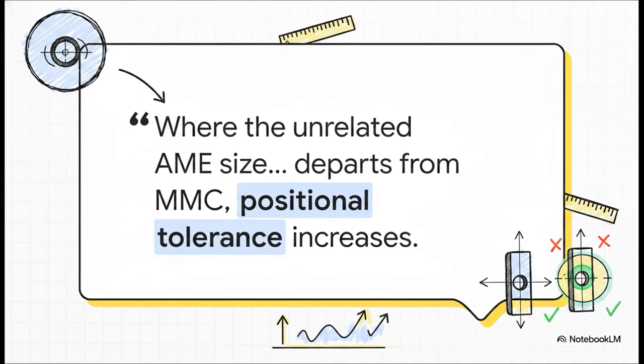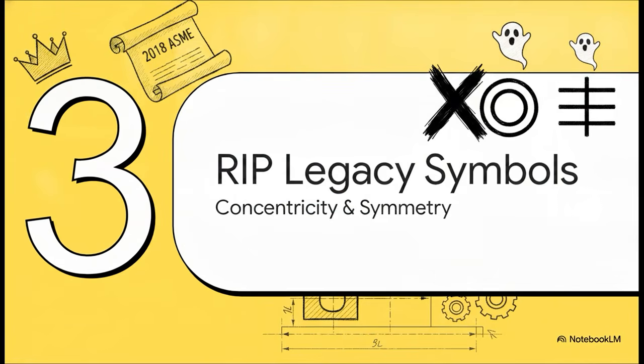This is directly from the ASME Y14.5 2018 standard, which states, when the size of the unrelated actual mating envelope departs from MMC, the positional tolerance increases. Think about it functionally for a second. If you drill a hole slightly larger, there is physically more wiggle room for the bolt to pass through. Bonus tolerance mathematically captures that reality, legally accepting perfectly functional parts that rigid, old-school coordinate dimensioning would have blindly thrown straight in the trash. Which brings us to a bit of a graveyard.